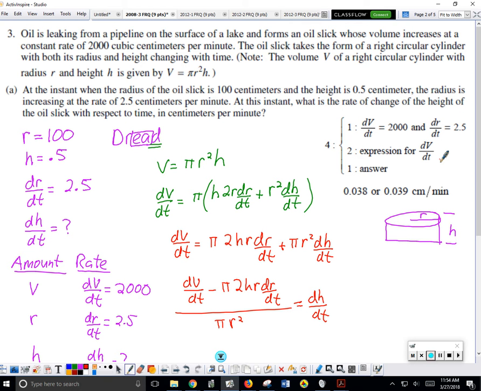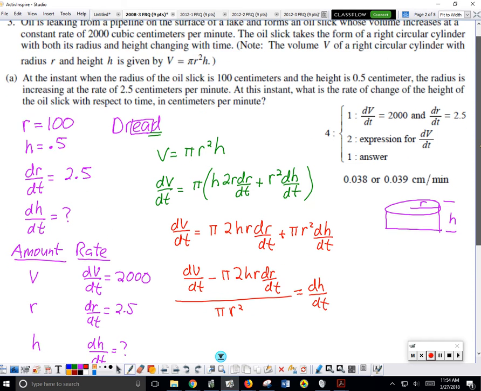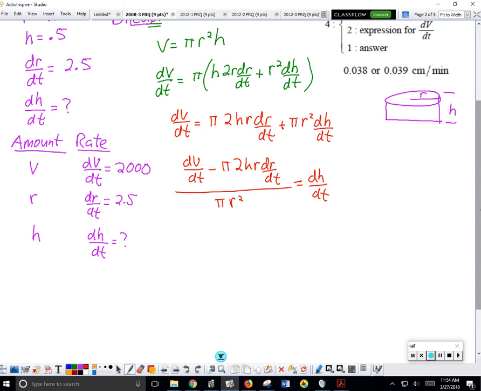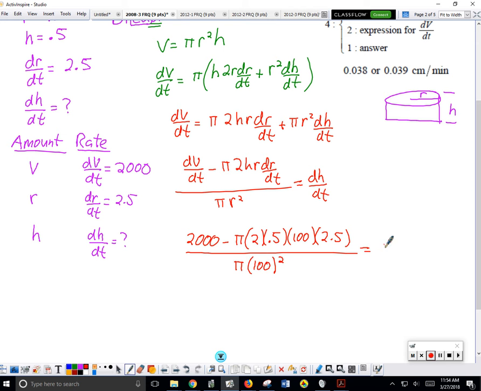How do you get to that? To here. Wait, no, keep going. Oh, to this one? Yeah. So now we just plug in the numbers. So we say dV/dt is 2,000. Let's see, 2, height was 0.5, radius was 100, dr/dt was 2.5. All of this gets divided by pi, multiplied by the 100 squared, and all of that is supposed to equal dH/dt. And I would stop there.